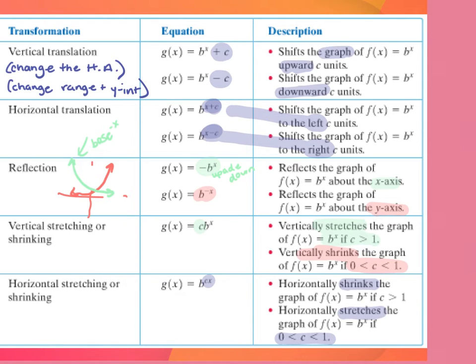A vertical shift up and down moves everything. So it's going to shift your domain. I mean, not your domain, sorry. It's going to shift your range. It's going to move your horizontal asymptote. It's going to move your y-intercept.